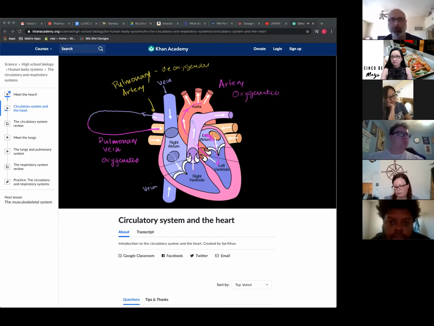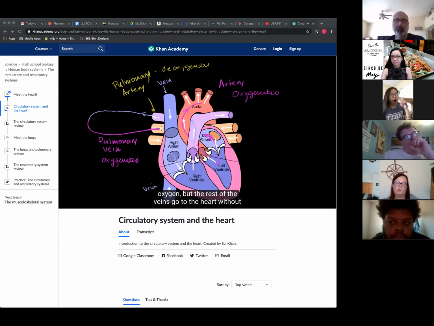And I want to make this clear: when we're dealing with non-pulmonary arteries, they're oxygenated, but a pulmonary artery has no oxygen. It has to go away from the heart to get the oxygen. Pulmonary vein comes from the lungs to the heart with oxygen, but the rest of the veins go to the heart without oxygen because they want to go into that pulmonary loop right there. So I'll leave you there.